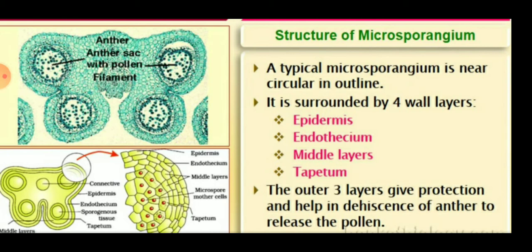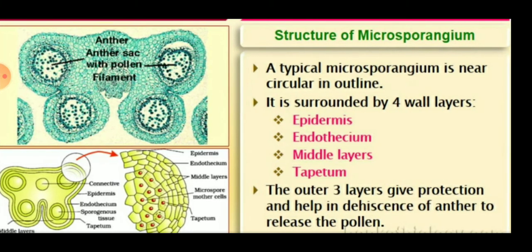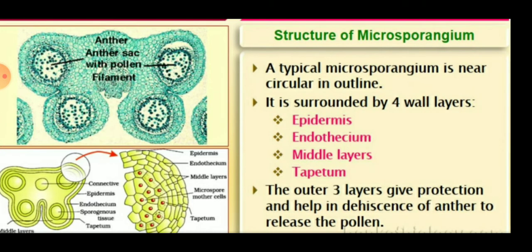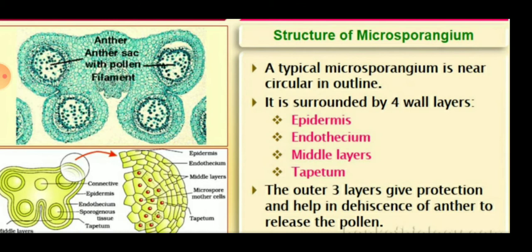So, children, today we are going to start the topic of structure of microsporangium. Children, you know that the typical microsporangium is a place where the pollen grains are formed. Pollen grains are the male gametophytes. The structure of the microsporangium has four walls.